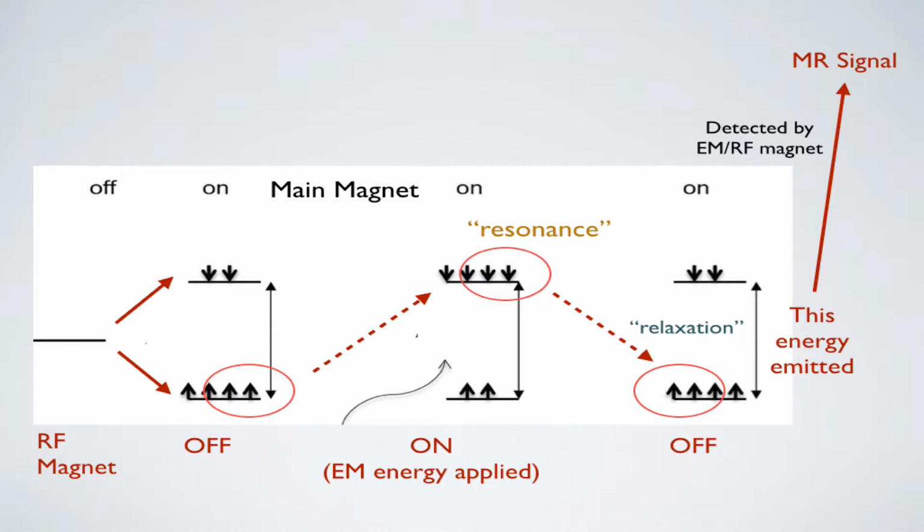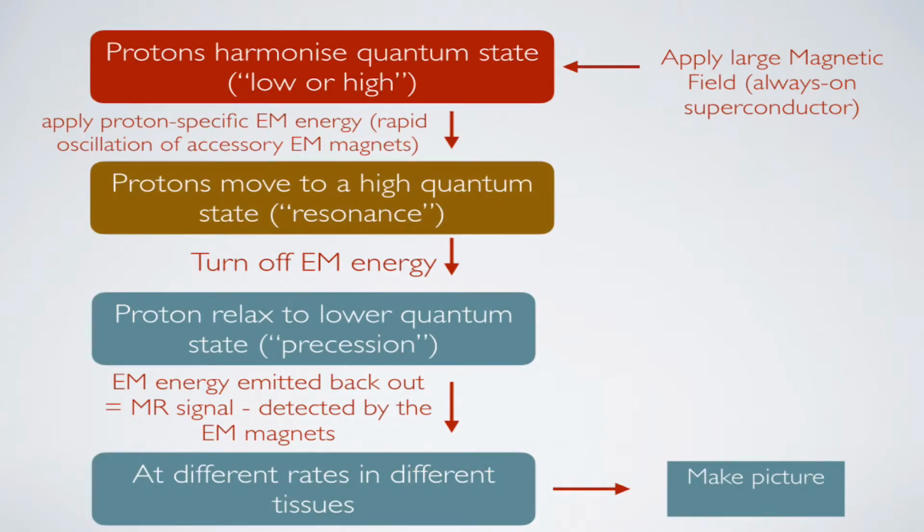The reason we do this is because in every tissue, the rate at which that signal is emitted, the rate at which the protons relax, is different. So that means that we can now literally have a map of different tissues, which is basically what MRI gives you. It's very good at tissue differentiation. You can separate fat from muscle, from bone, from water.